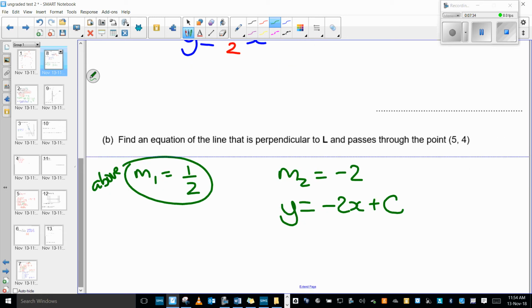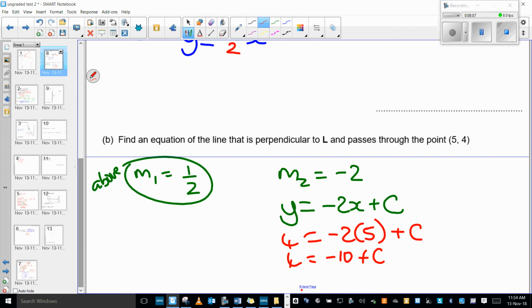Avery, what do I do now? Now we factor in the little numbers. Put them in. The fancy word is substitute. Where are they going? Y is 4 and X is 5. So we've got 4 equals -2 times 5 plus c. So we've got 4 equals -10 plus c.